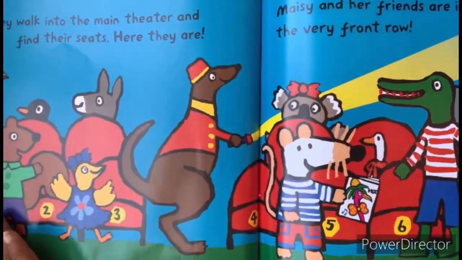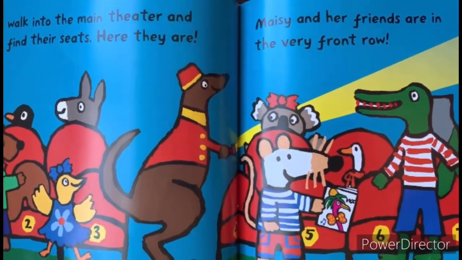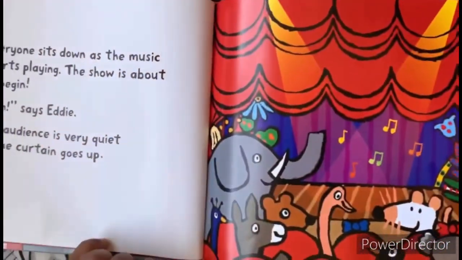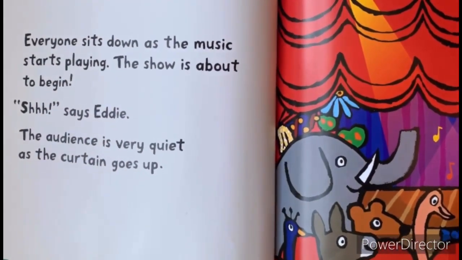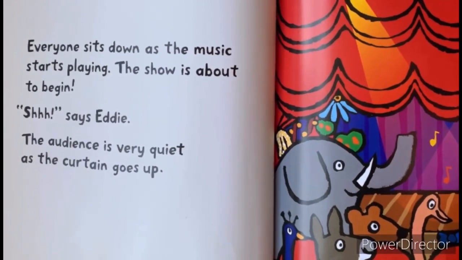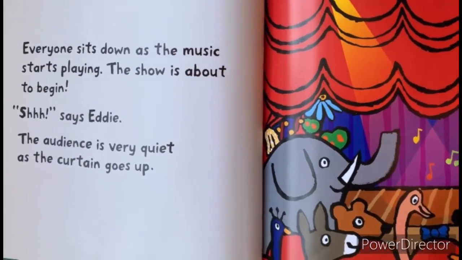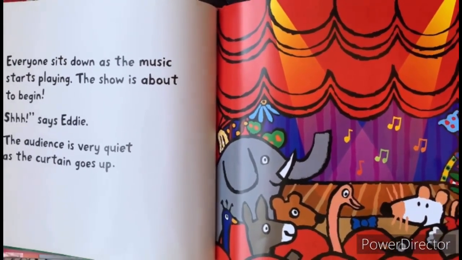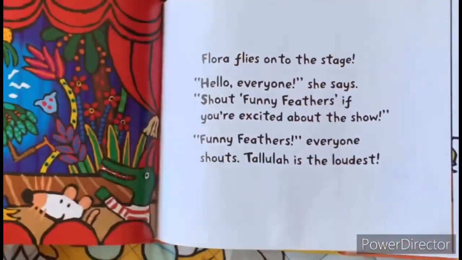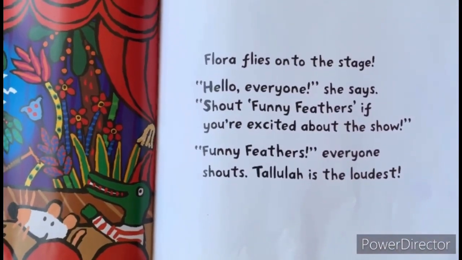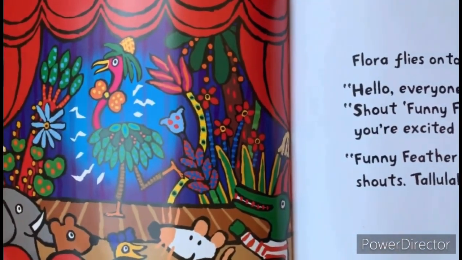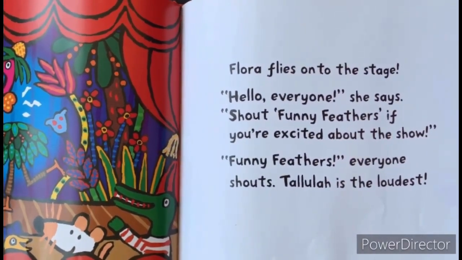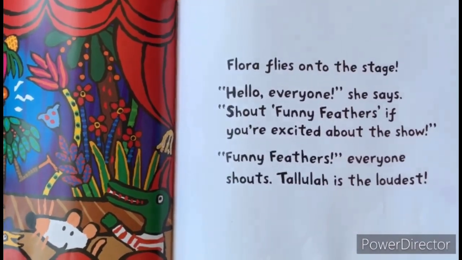They walk into the main theater and find their seats. Here they are! Macy and her friends are in the very front row. Everyone sits down as the music starts playing. The show is about to begin! Shh! says Eddie. The audience is very quiet as the curtain goes up. Flora flies onto the stage. Hello, everyone! she says. Shout Funny Feathers if you're excited about the show. Funny Feathers! Everyone shouts. Tallulah is the loudest.